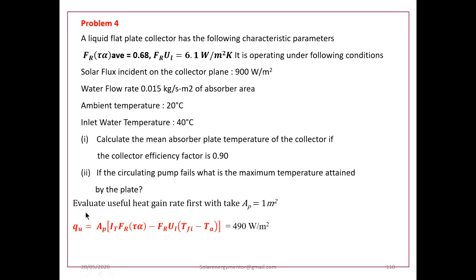So first we have to evaluate the useful heat gain rate with the value of absorber plate area to be 1 meter square, because per meter square area values are given. So we will assume the absorber plate to be 1 meter square. Now QU, Hottel-Whillier equation, each parameter is known. So with the Hottel-Whillier equation, useful heat gain rate comes out to be 490 watt per meter square.